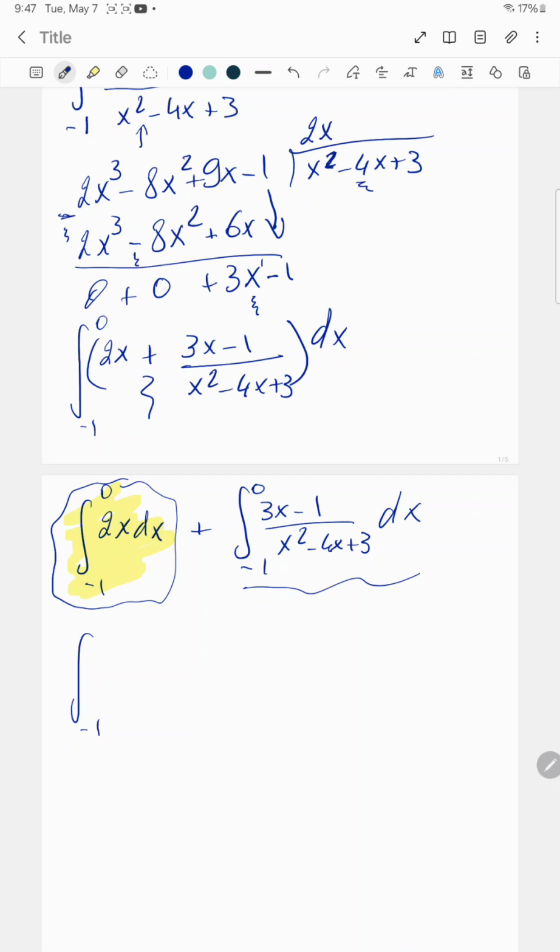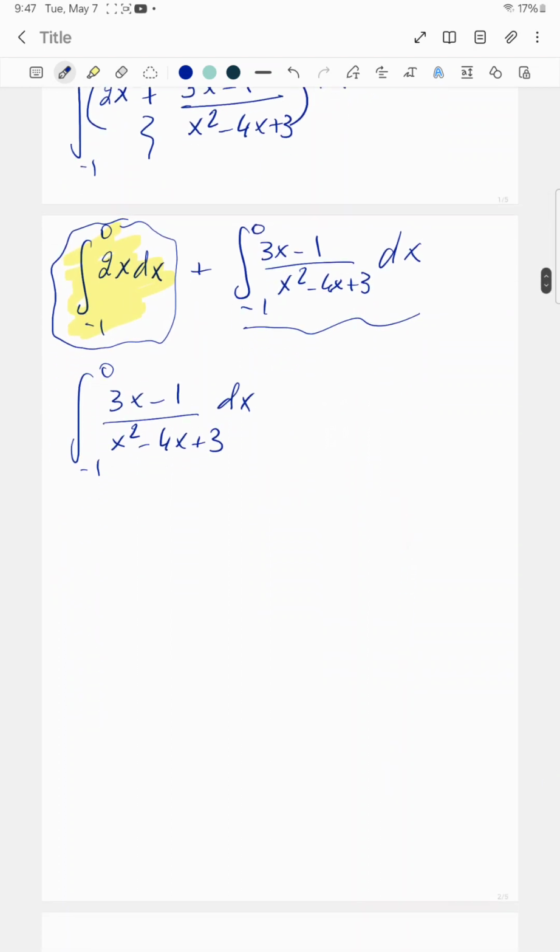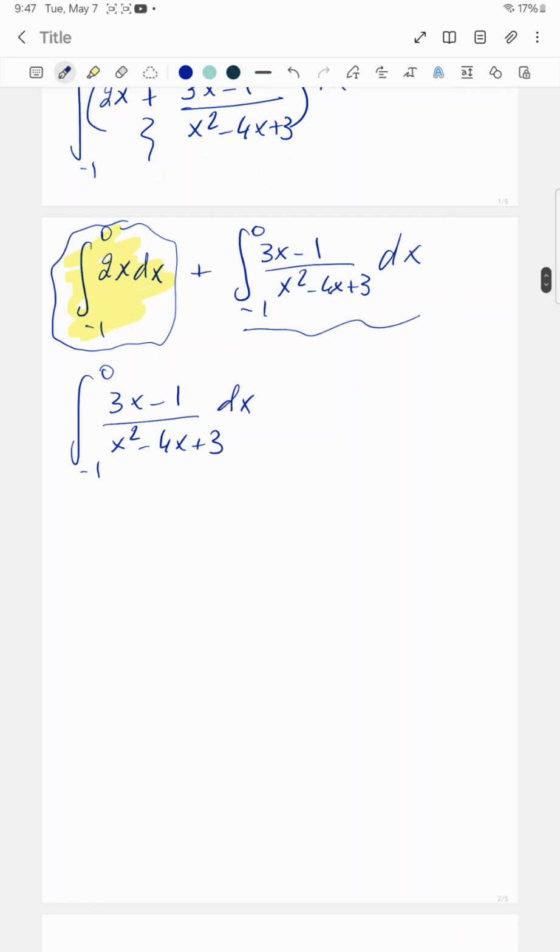So the integral between minus 1 and 0 of 3x minus 1 divided by x squared minus 4x plus 3 dx. Here, I look at my denominator and I find it's a quadratic function. Let's factorize this quadratic function. It will become way easier for me. So I know for the quadratic function, if I want to factorize it, the solution would be x equals minus b plus or minus the square root of b squared minus 4ac, divided by 2a. This formula, you studied it a few years ago, and we're going to apply it here.